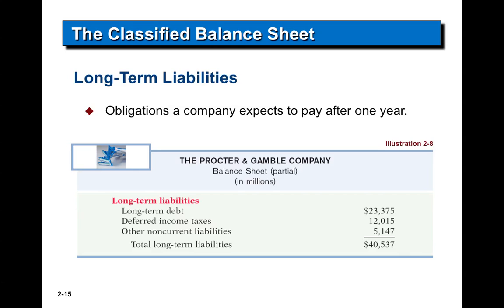Long-term liabilities are obligations that a company expects to pay after 1 year. Liabilities in this category often include bonds payable, mortgages payable, long-term notes payable, lease liabilities, and pension liabilities.